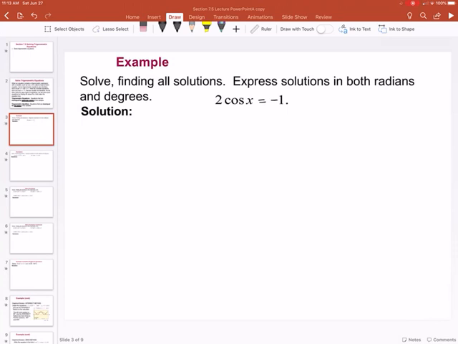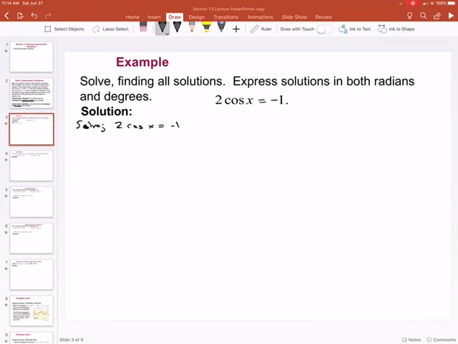So let's start with this first equation. Start basic. So solve finding all solutions. Express solutions in both radians and degrees. So we'll give it in both forms. So looking at our equation, let's go ahead and look at solving it. Now with 2 cosine x equal -1.